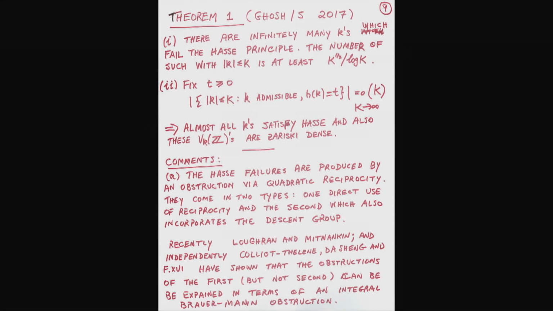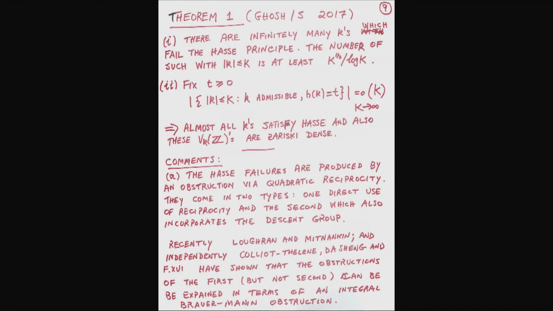So if you ask how many k's less than or equal to k for which h of k is 0, which means that Hasse fails, then it's true for little o of k of them. So almost all k satisfy the Hasse principle. That's what we were seeing numerically. The only thing that we're not picking up here is that exponent k to the 0.9. We're getting only square root of k.